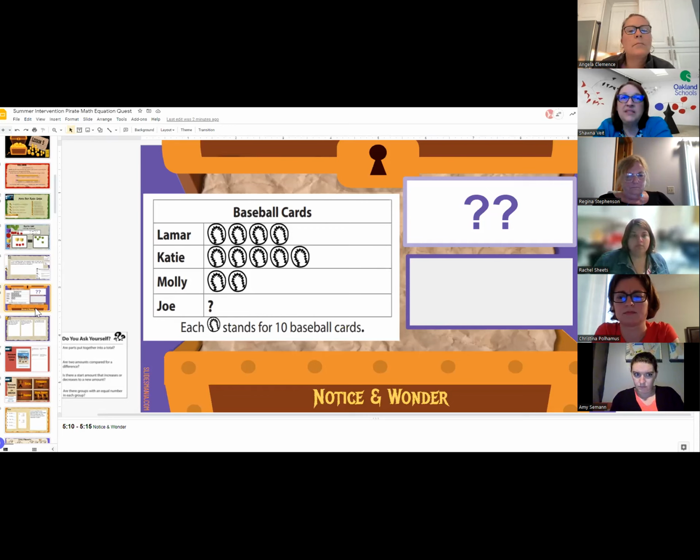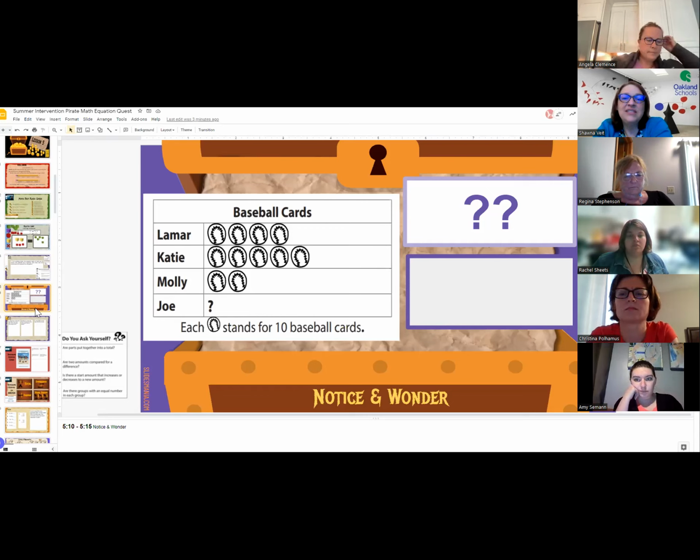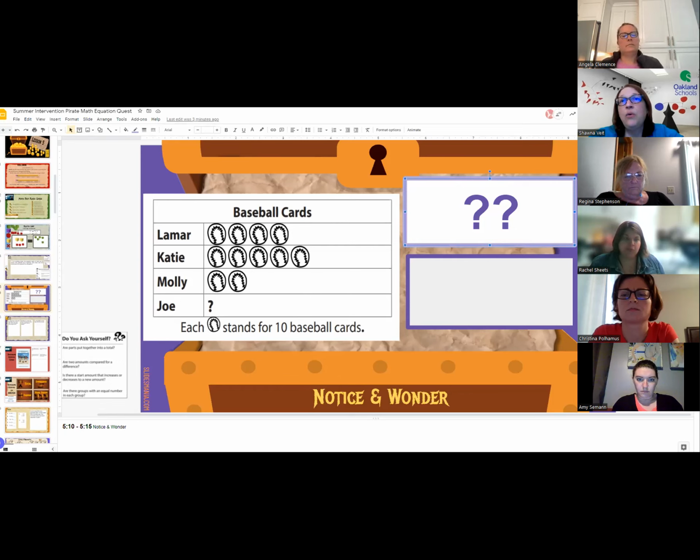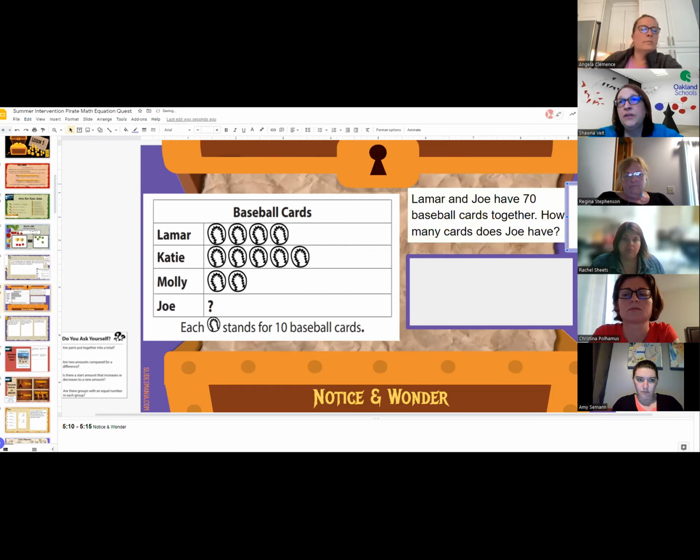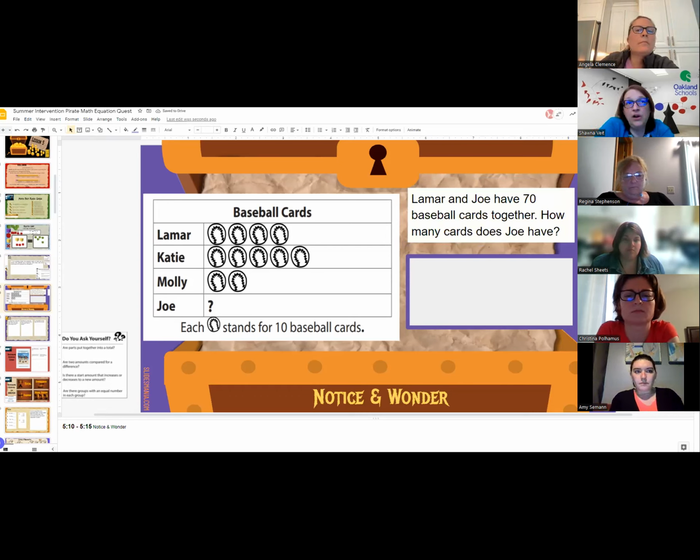Nice. And so some of these answers will be student names or names from the graph. Some of these answers will be numerical. Some of these answers require me to know that each baseball means 10. Beautiful. So this is the idea of taking the graph that's included in the practice problems, because we see our purple background. So this is a regular practice problem that if you just printed off the student workbook, this question is already there. So the actual question is, Lamar and Joe have 70 baseball cards together.